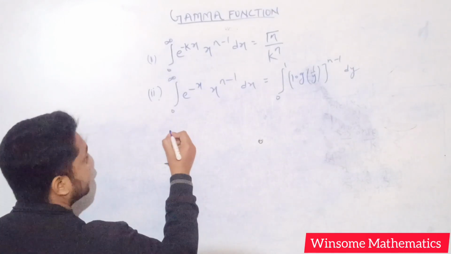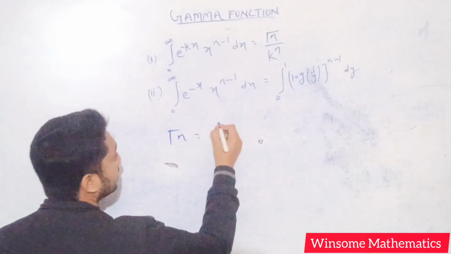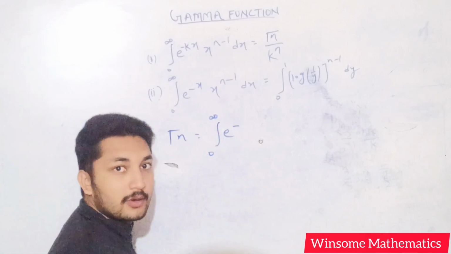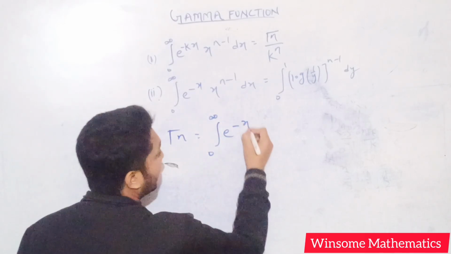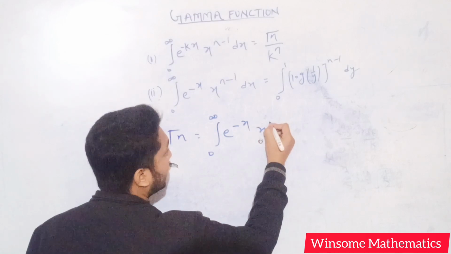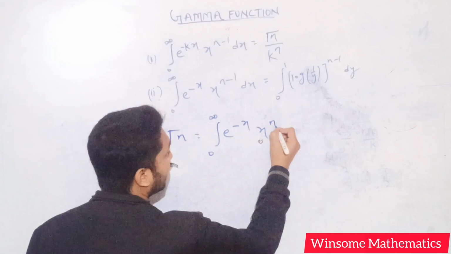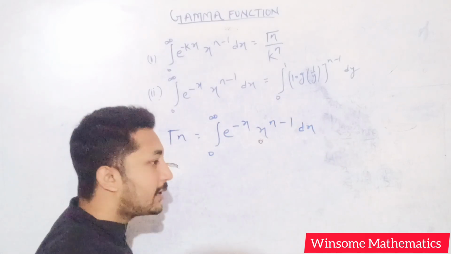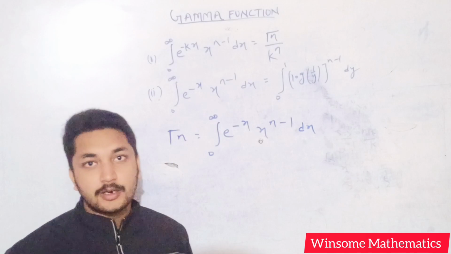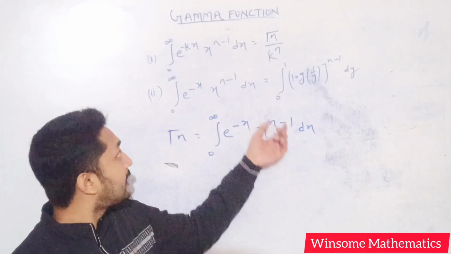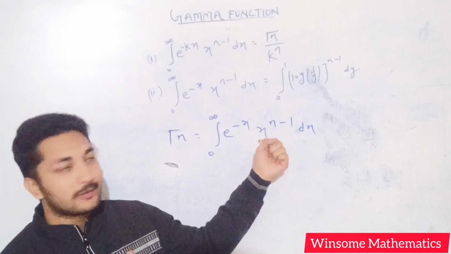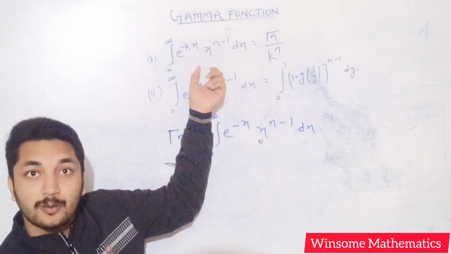We know that gamma n is equal to the integral from 0 to infinity of e to the power minus x, x to the power n minus 1 dx. This was the definition of gamma function. But what is the difference between this definition and the other one? The difference is in the power of e.